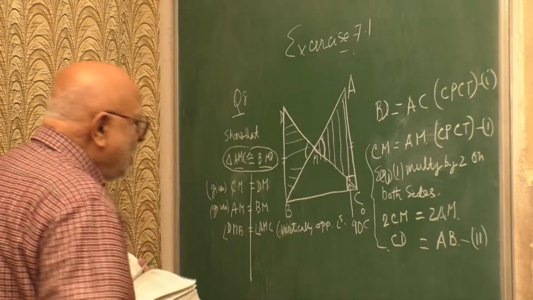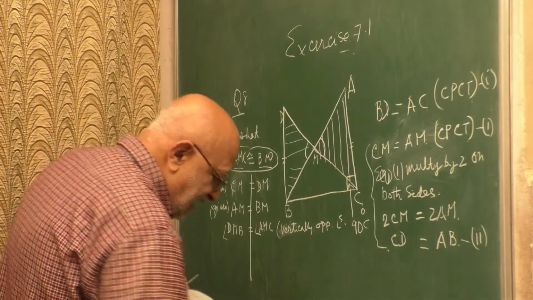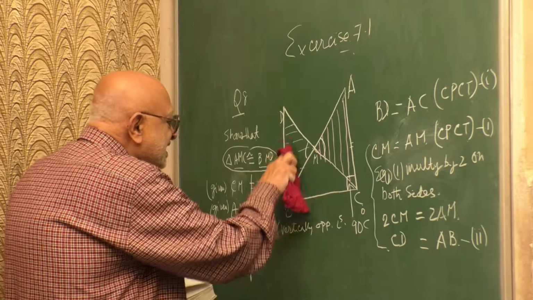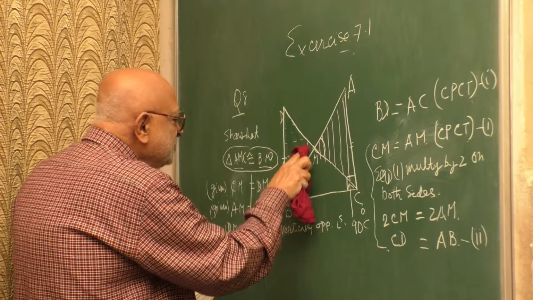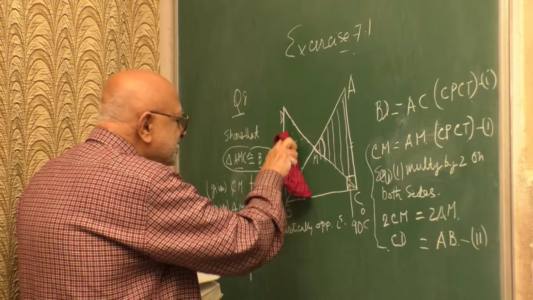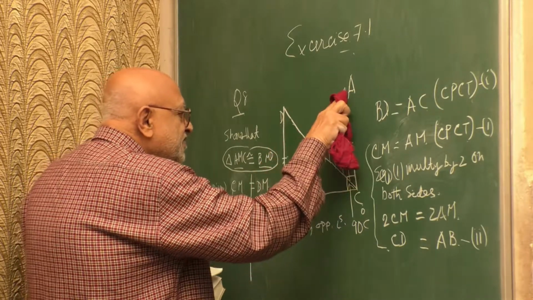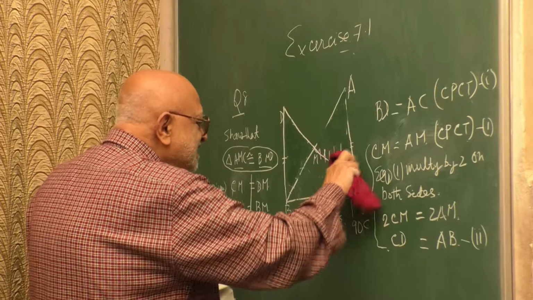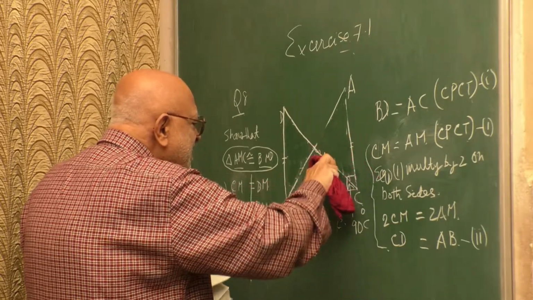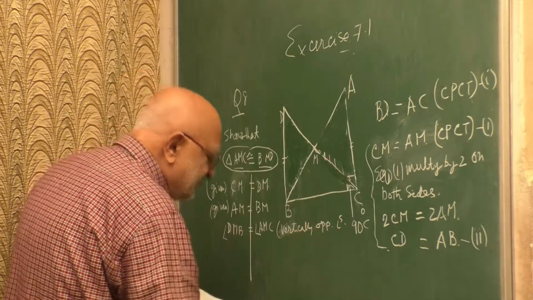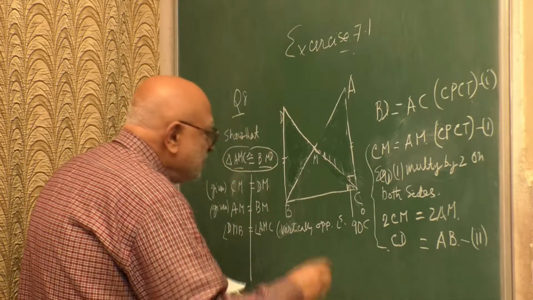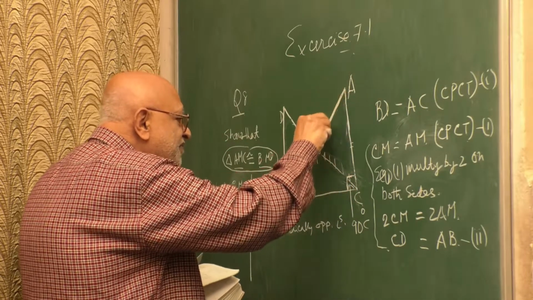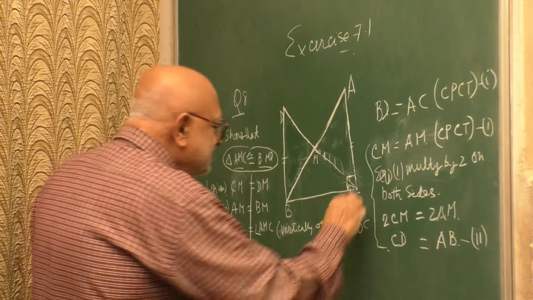Now I will erase this hatching, which I have done before, but I will retain the figure, because that will be useful to me for the subsequent proving. I will only remove this hatching, so that it will not lead to any confusion. I could have done another figure, but I think continuing with this would be much better. Let us repair the figure a little bit. I have repaired this figure.